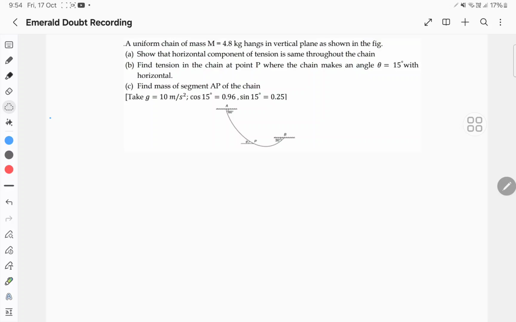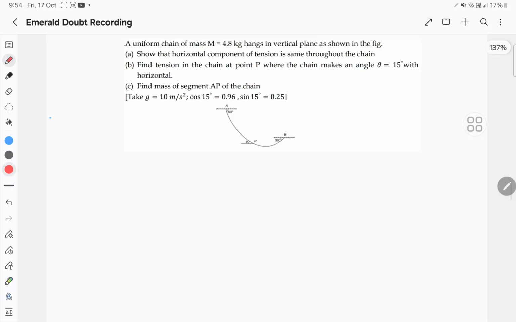So in this there is a chain of mass 4.8 kgs that hangs in a vertical plane as shown in the figure. Show that the horizontal component of tension is the same throughout the chain.